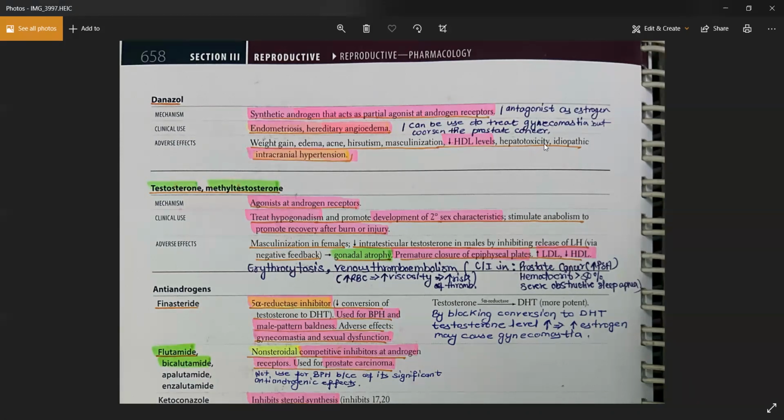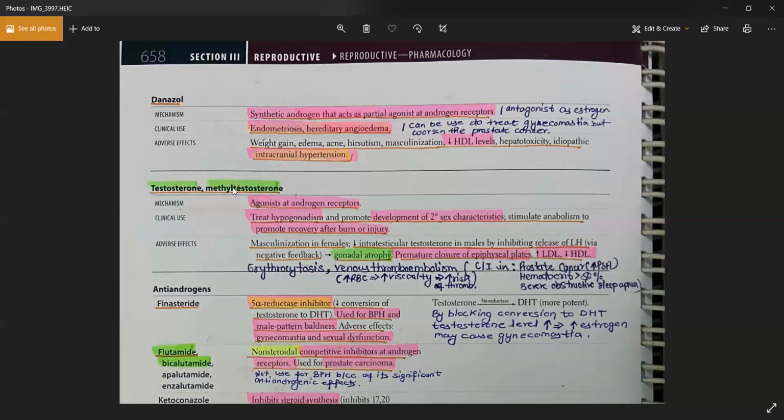And remember the female TOAD, for intracranial hypertension? T for tetracyclines, O for OCPs, A for vitamin A, and D for danazol. So these drugs can cause idiopathic intracranial hypertension: blurring of vision, headache, papilledema will be seen. Is that the same thing as pseudotumor cerebri? Yes, same thing.